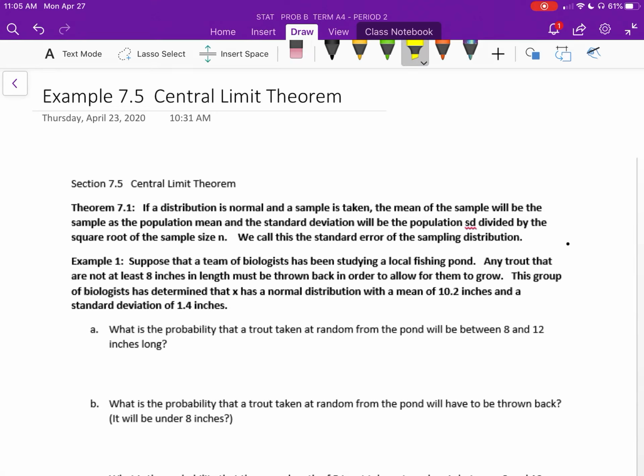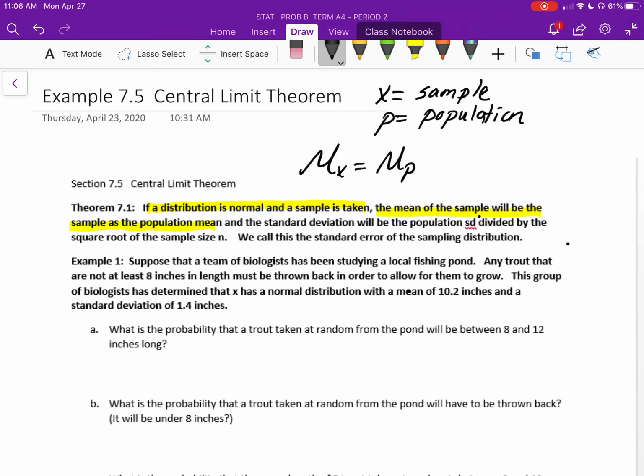That is theorem 7.1. If a distribution is already normal and we take a sample, the mean is going to be exactly the same. So that's a cool thing. If we call X our sample, and P stands for population, then the mean for the sample is the same thing as the mean for the population. So we don't have to do anything to change that.